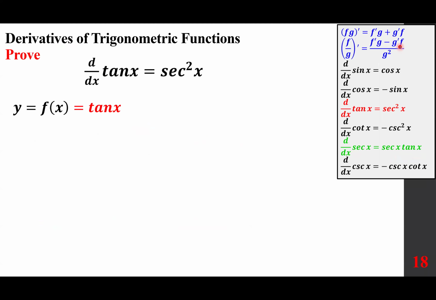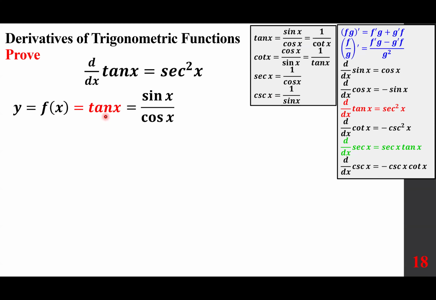So we have the derivative of trigonometric functions. What is the derivative of tan x? Secant squared. Let's look at the proof. So if y equals f of x equals tan x, we know tan x is sine x over cosine x. And I want to remind you of a few trigonometric identities, including reciprocal identities. For example, tan x is sine x over cosine x. It's also 1 over cotangent x. This is the reciprocal identity.